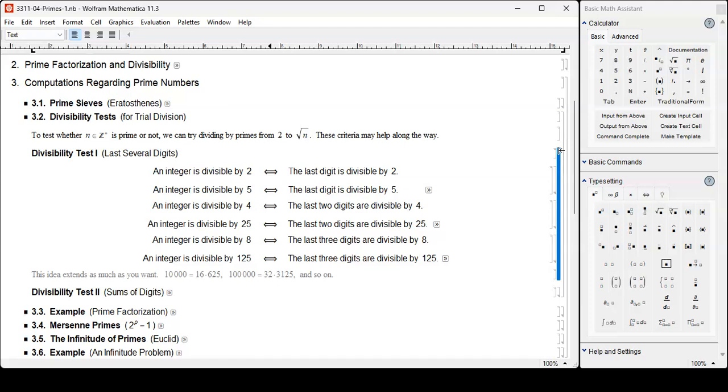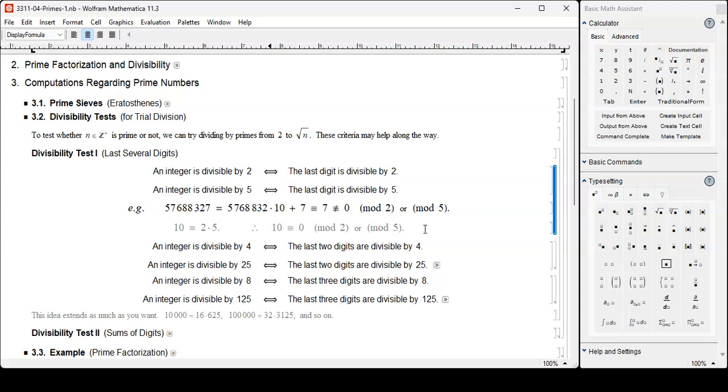Integer divisible by 2 or integer divisible by 5, just look at the last digit. The reason is that 10 is divisible by 2 or 5. 2 times 5 is 10. So take the last digit out and what's left is divisible by 10. So that's 0 modulo 2 or 5. So look at just the last digit, whether that's 0 modulo 2 or modulo 5. In this case, this number is not divisible by 2 or 5.